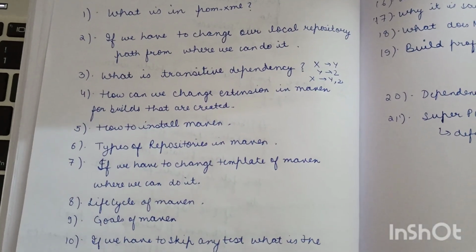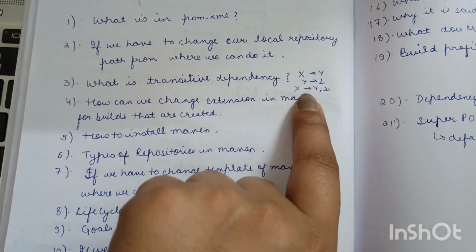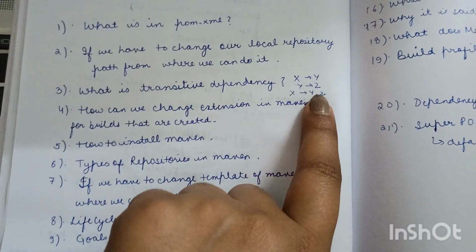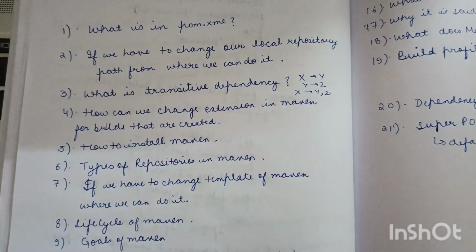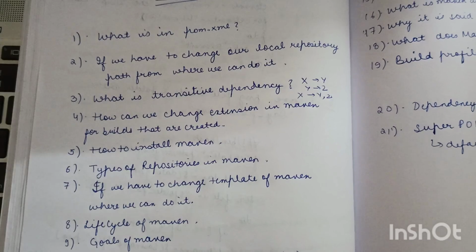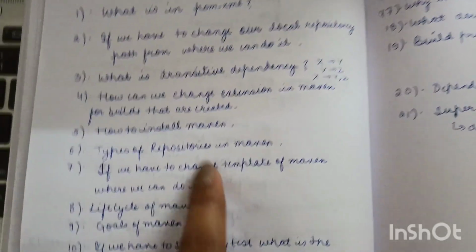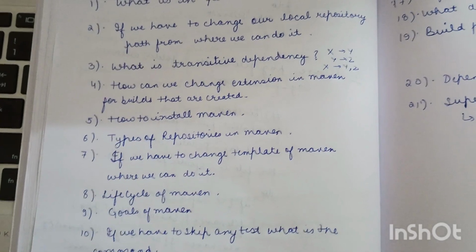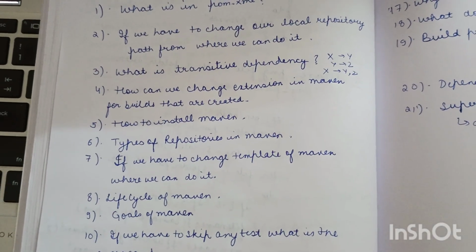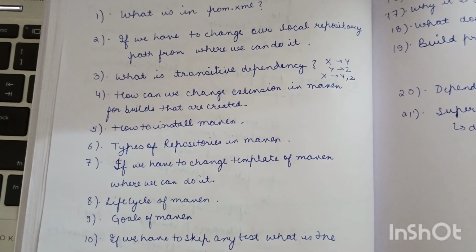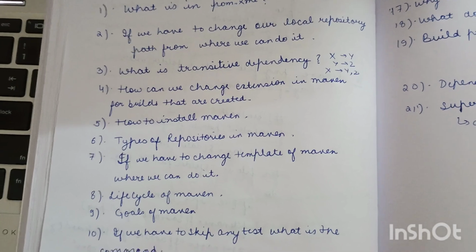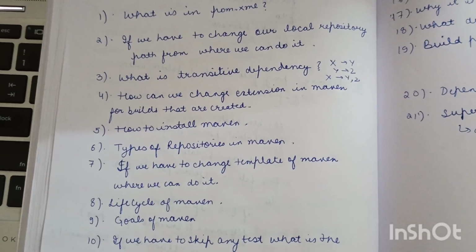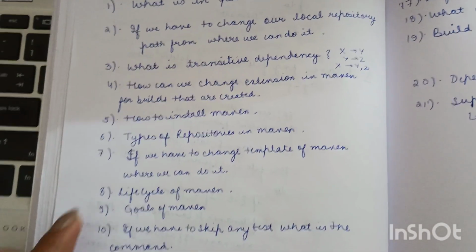So, what is transitive dependency? Transitive dependency is if x is dependent on y and y is dependent on z, then x is dependent on both y and z. So this is the dependency. How can we change the extension in Maven for builds that are created? Basically, we have this in the pom.xml file only. We have the packaging field, so there we can mention it.